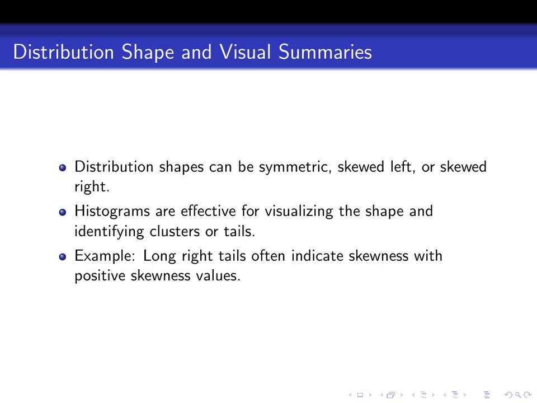Moving on to distribution, shape, and visual summaries. Distributions can be symmetric, skewed left, or skewed right. Histograms are key in visualizing these shapes, helping us spot any clusters or tails in the data. For instance, a long right tail often means the distribution has positive skewness.